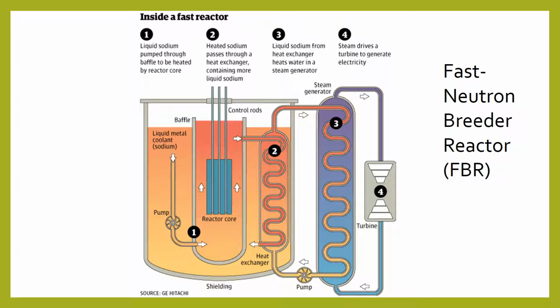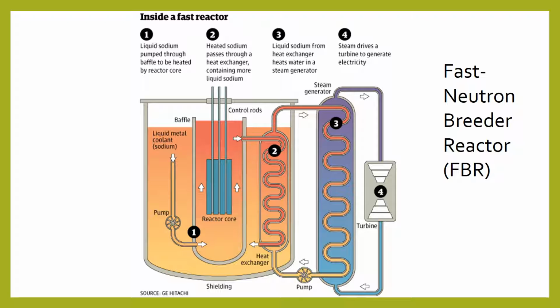The sixth and final reactor type is the fast neutron breeder reactor, otherwise known as the FBR. The fast neutron variety of nuclear reactors has no moderators, allowing the neutrons to move at a much faster rate. This allows for other types of fissile fuels to be used, including plutonium. Additionally, due to the fact that it's a breeder reactor, it produces more plutonium than it consumes.